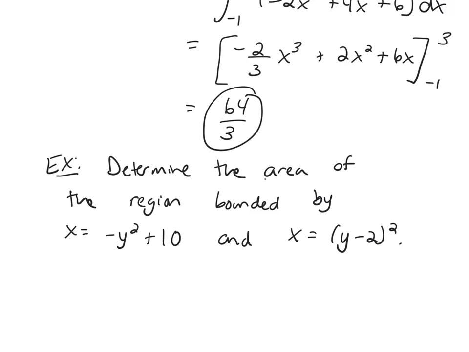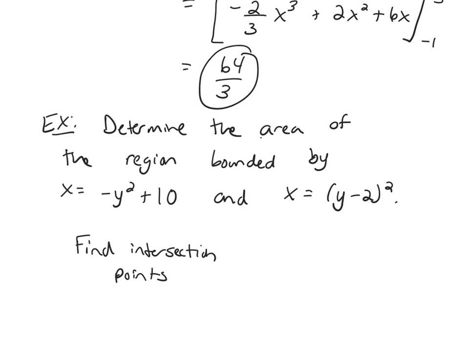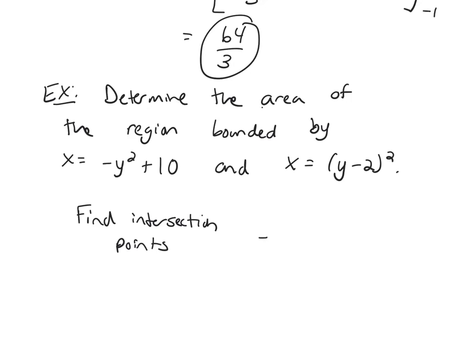So let's start by finding, same thing as all these other problems, intersection points. What's nice is these equations are already solved for x. They say x equals in both. So I can just set the two other sides equal with the y's. So you would have minus y squared plus 10 equals (y minus 2) squared.